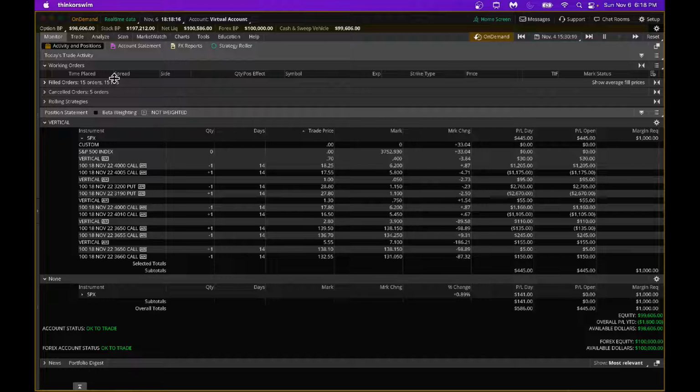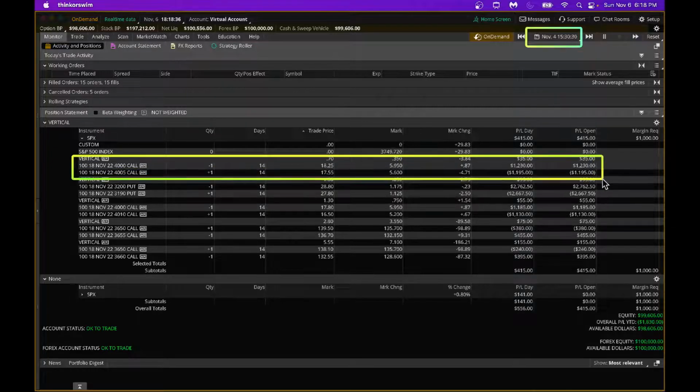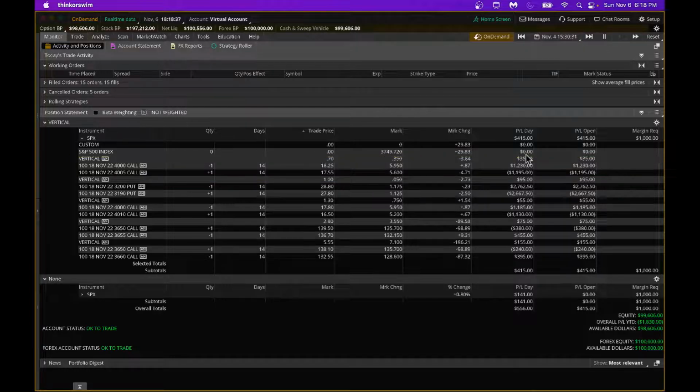So with that, let's jump in here, see what's going on. We are now on November 4th, as you can see here, and we got our SPX strategies. First strategy here, we have a call spread, a vertical spread going on here. On this vertical spread, I think we made $30 here. Not too much, but it's good enough.